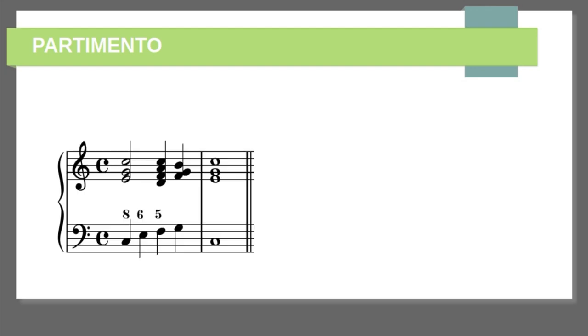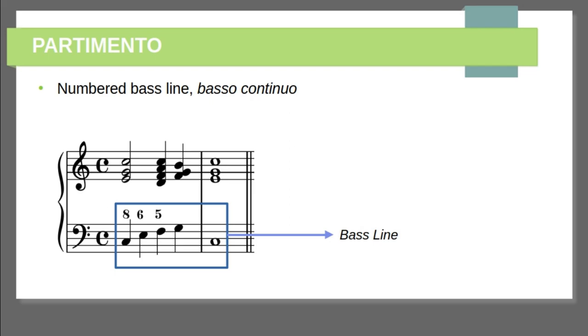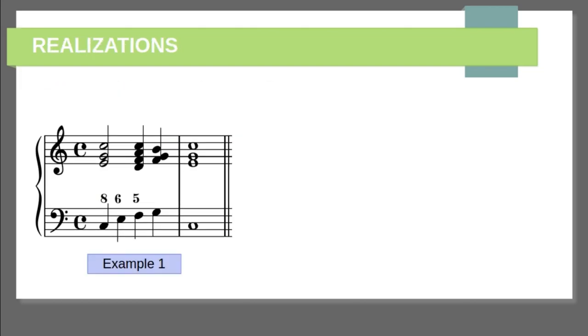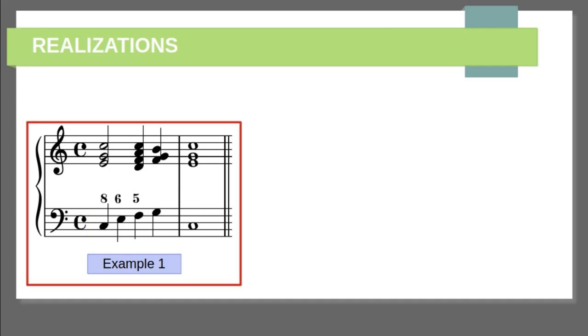A Partimento piece is comprised of two parts: a numbered bass line or basso continuo, and an improvised treble line called a realization. Here's an example of a bass line. Here's the bass line with a realization.